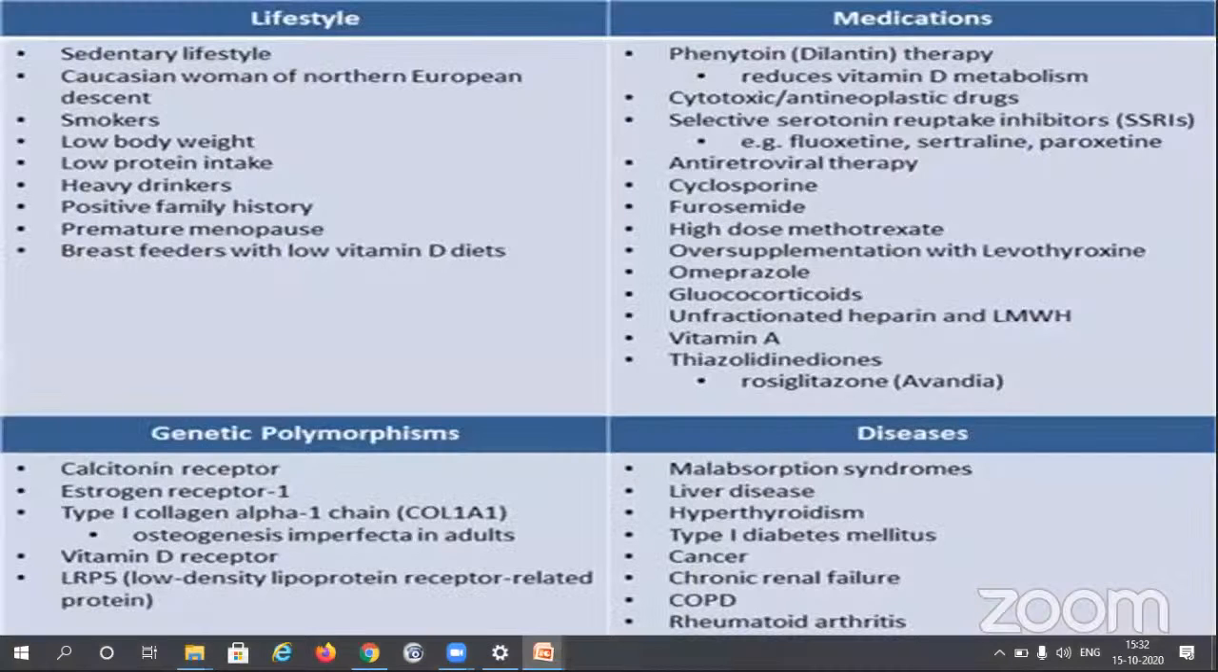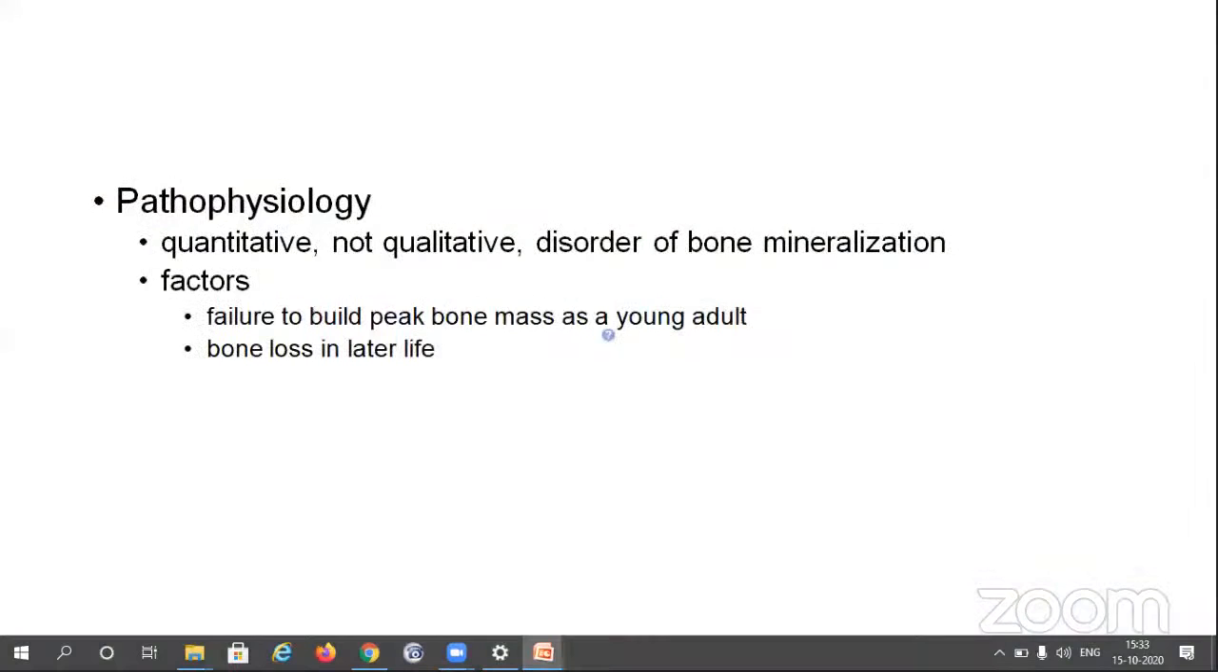Risk factors for osteoporosis. Lifestyle: sedentary lifestyle, smokers, low body weight, low protein intake, heavy drinkers, positive family history, premature menopause, breastfeeders with low vitamin D. Genetic polymorphism: calcitonin receptors, estrogen receptor 1, type 1 collagen alpha 1 chain, osteogenesis imperfecta in adults, vitamin D receptors, low density lipoprotein receptor related protein. Diseases which may cause osteoporosis are malabsorption syndromes, liver diseases, hyperthyroidism, type 1 diabetes mellitus, cancer, chronic renal failure, COPD, and rheumatoid arthritis.